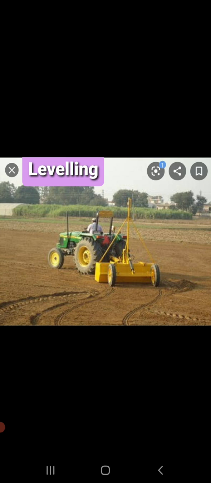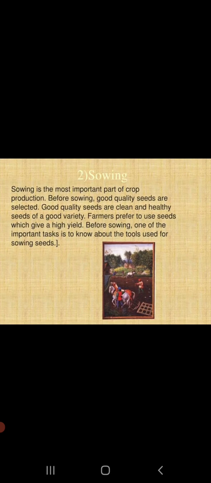Now the second step, that is after the preparation of soil, is sowing of seeds. What do we understand by sowing of seeds? अब हमारी soil तैयार हो गई है. What would be the next step? We need to go ahead and sow the seeds. हमें बीज अब soil में डालने पड़ेंगे. बीज बोना is in English sowing of seeds.